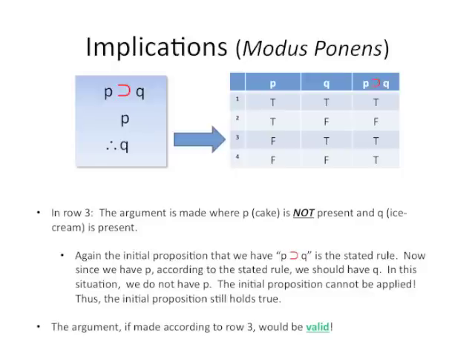And so that's the funny thing with implications in the truth table: if you don't have the antecedent condition, it doesn't really matter in the end whether you have the consequent or not. The consequent can be truthful, the consequent can be false. But if you don't have the antecedent, you can't apply the rule, and so there's no way to test it. And so the assumption is at that point that the rule still is applicable and it's still true, even if you don't have the antecedent condition. So the argument if made according to row 3 actually is valid.